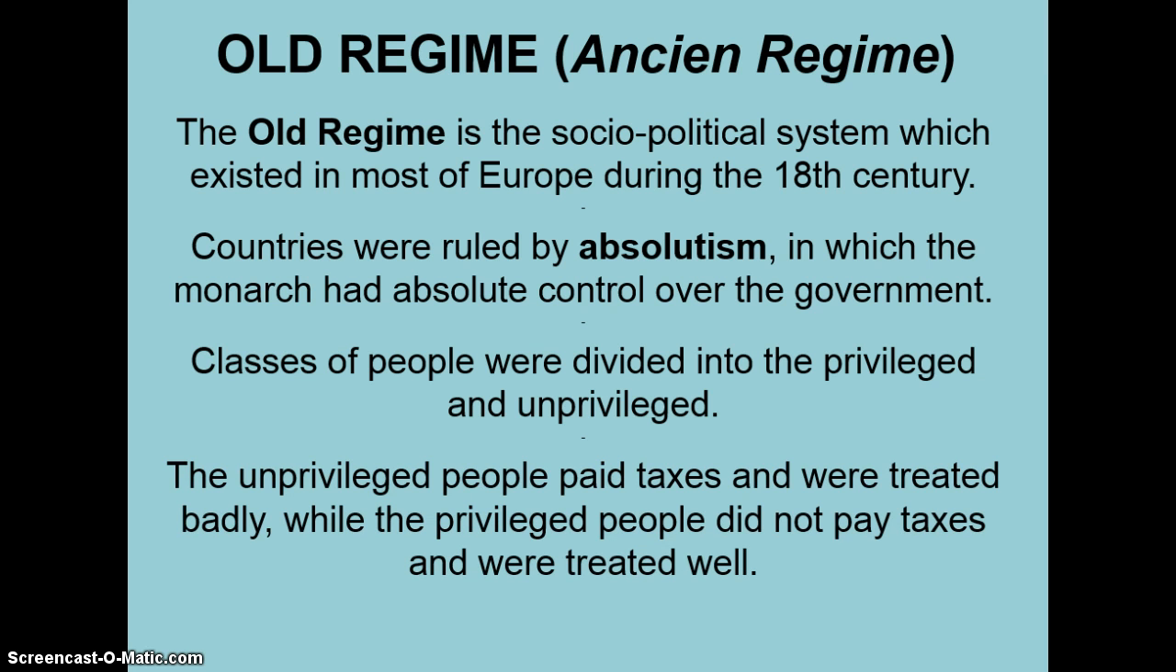The unprivileged people, for example, paid taxes in great number. They were treated badly by the government. Their interests were not considered or looked after at all. And the privileged people, basically the nobility of these various states in Western Europe, paid no taxes and were treated very well by the government.